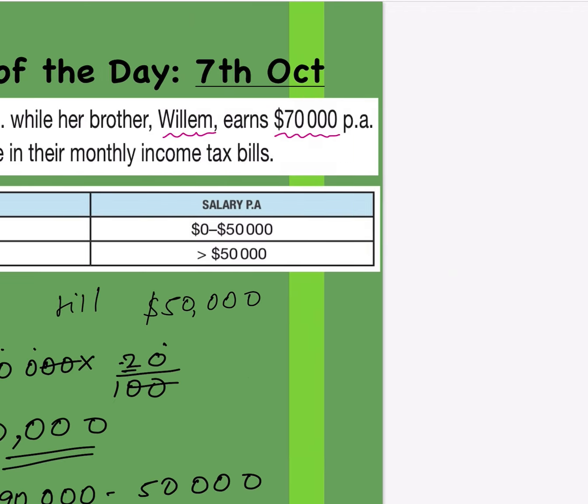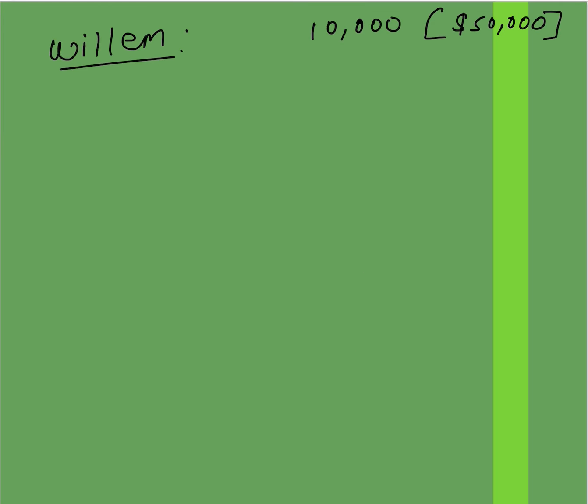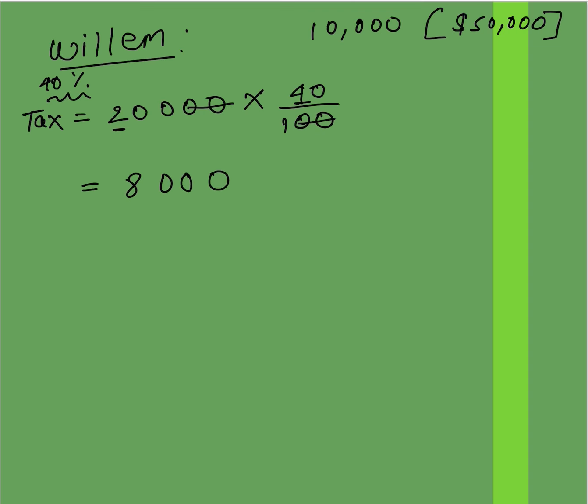Similarly, we are going to calculate for Willem, right? So again, Willem's first tax bracket is 10,000 up till $50,000. So Willem is making how much? He's making 70,000 per annum. How much is he left with? He's left with 20,000. So tax in the 40% slab will be calculated based on 20,000. So 20,000 into 40 by 100. Cancel the zeros. 2 into 4 is 8. Copy the number of zeros, which are 3.